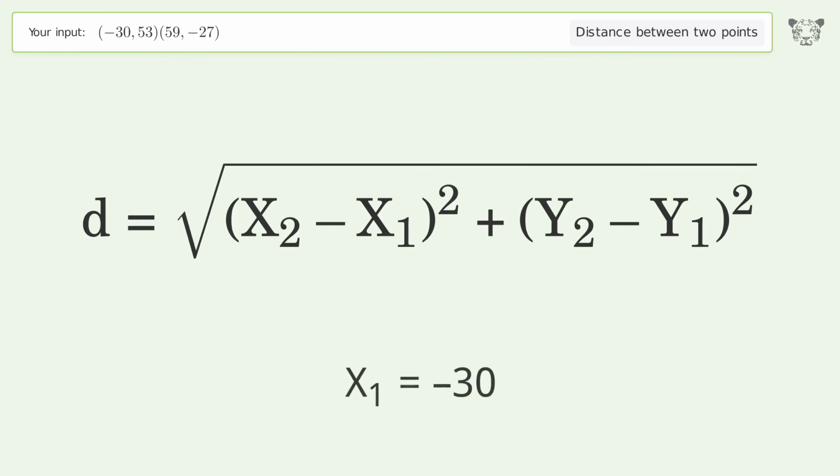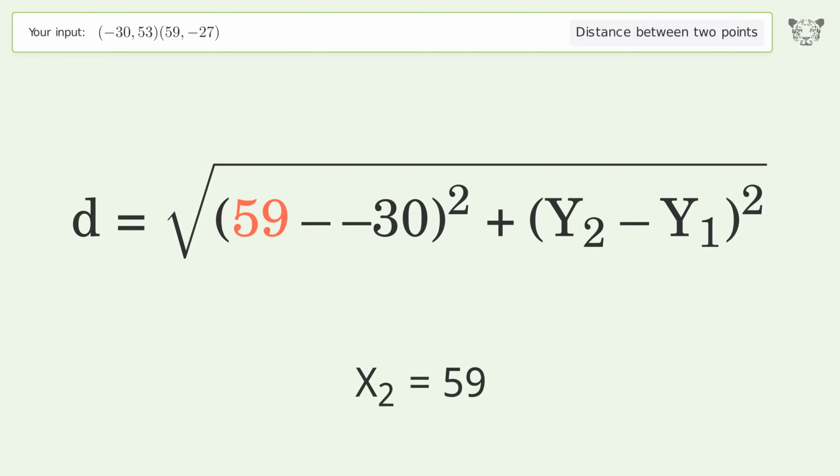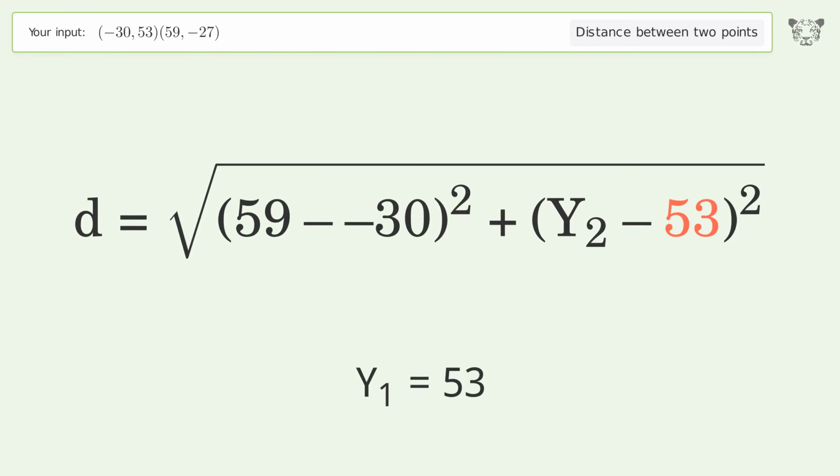x1 equals -30. x2 equals 59. y1 equals 53. y2 equals -27.